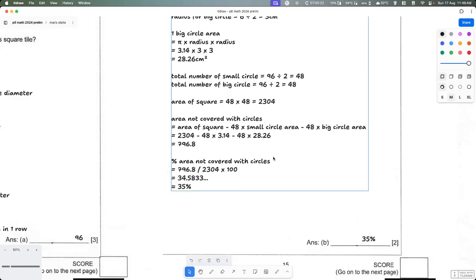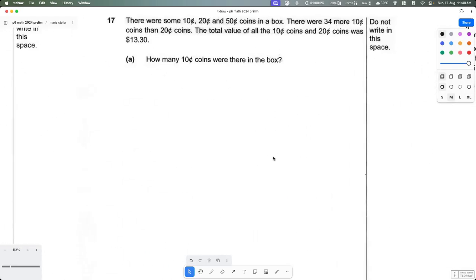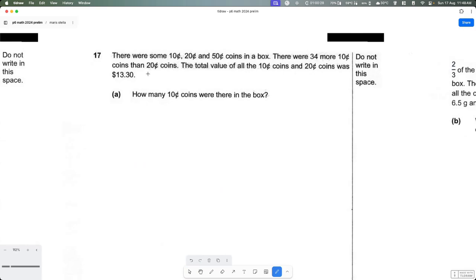All right. Okay, let's move on to the next question. Last question, 17. There were some 10 cent, 20 cent, and 50 cent coins in the box. There were 34 more 10 cent coins than 20 cent coins. The total value of all the 10 cent and 20 cent coins was $13.30. How many 10 cent coins were there in the box?